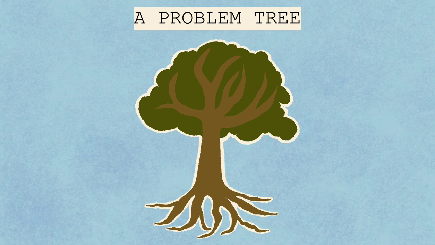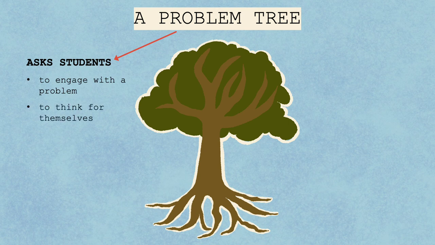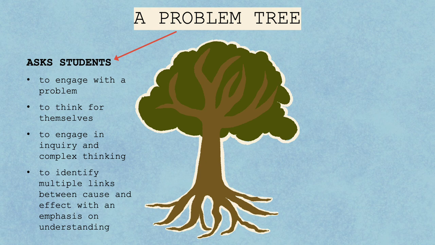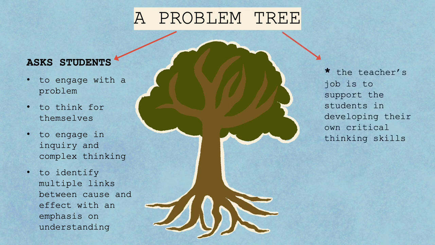As you can see, a problem tree is a teaching tool that asks students to engage with a problem and think for themselves to determine possible causes of this problem and what the effects are of the problem. It invites students to engage in inquiry and encourages complex thinking about multiple causes and effects that are often associated with a problem. The problem tree asks students to identify the multiple links between cause and effect with an emphasis on understanding the problem broadly and with some complexity. In this approach, the teacher's job is to support the students in developing their own critical thinking skills.